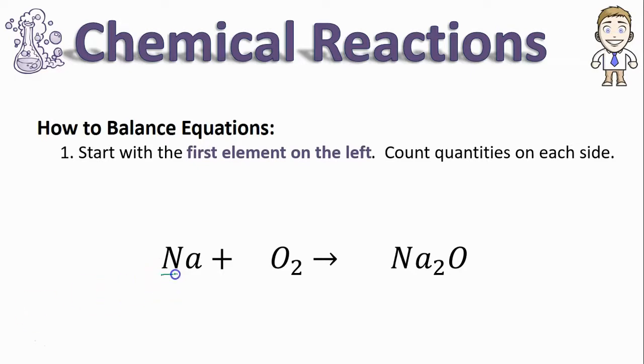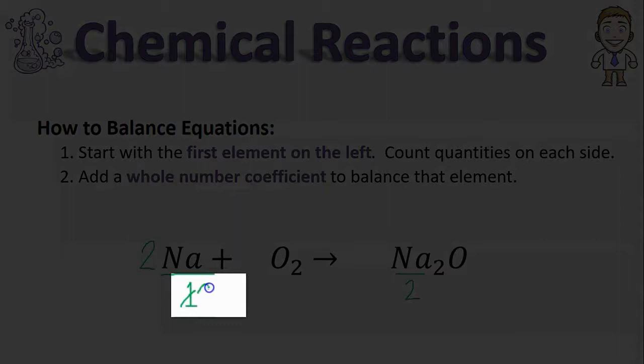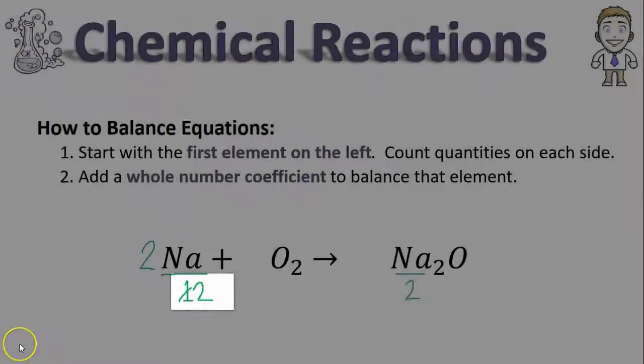In this reaction, my first element is sodium, and on the reactant side there's only one sodium, so I'm going to write 1 beneath that symbol to keep track. On the product side, I find the same element symbol, Na. In this case, it says Na2, meaning there are 2 sodium atoms. If you have to balance them, which in this case we do, we're going to add a whole number coefficient to balance that element. If I've got 2 Nas in the product side, I also need 2 on the reactants, so a coefficient of 2 doubles the amount of sodiums here from 1 to 2, balancing that element.